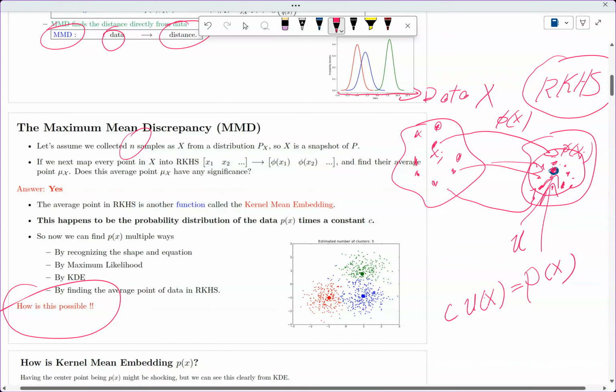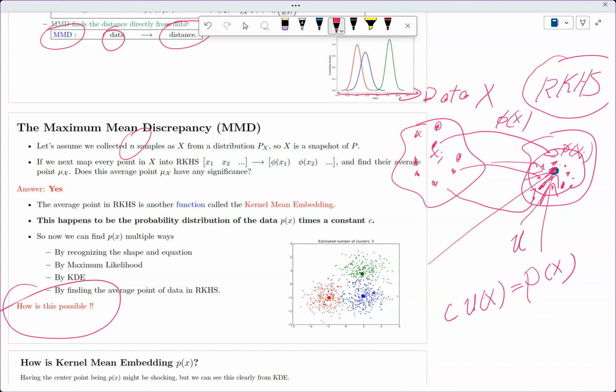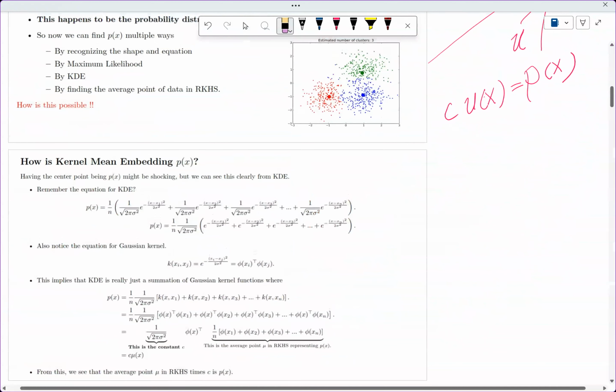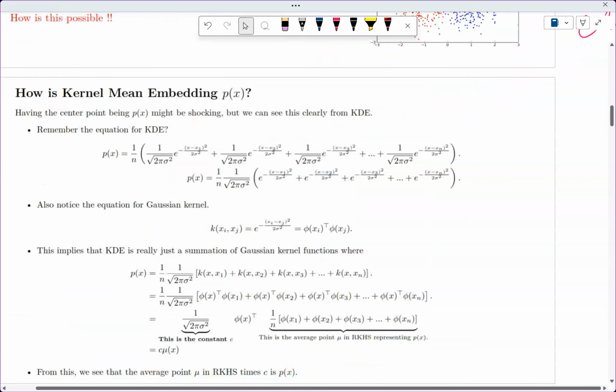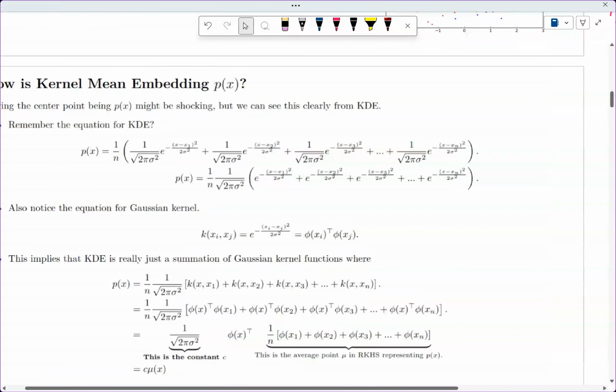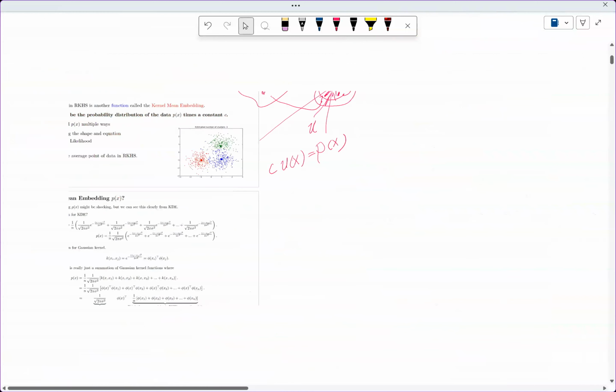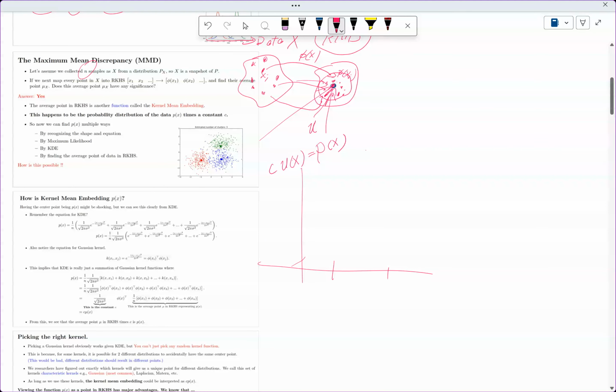What is the intuition that the average point, which is a function, happens to be basically the probability distribution times some constant? Let's try to gain an intuition of how this works. Previously, we learned the technique of KDE, right? The way it works is that you take every single sample, put a Gaussian around it, and for another sample, put another Gaussian. You just keep adding Gaussian distributions centered around your data, and that will create your ultimate distribution.